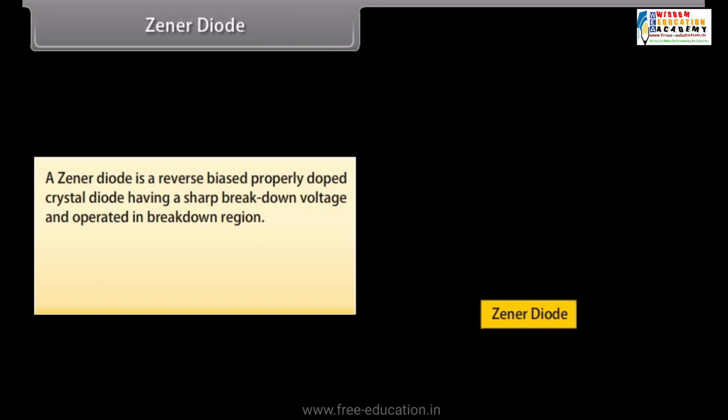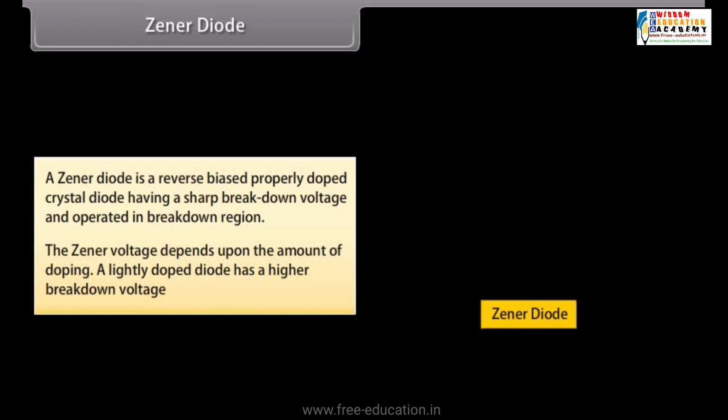Zener diode. A Zener diode is a reverse-biased properly doped crystal diode having a sharp breakdown voltage and operated in breakdown region. When the reverse bias on a crystal diode is increased beyond a critical value called the breakdown voltage, the reverse current increases sharply to a high value. The Zener voltage depends upon the amount of doping. A lightly doped diode has a higher breakdown voltage.